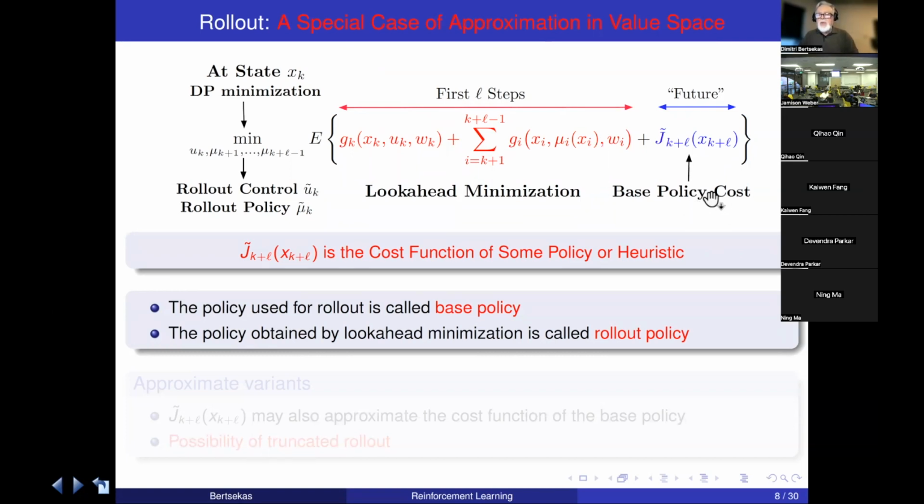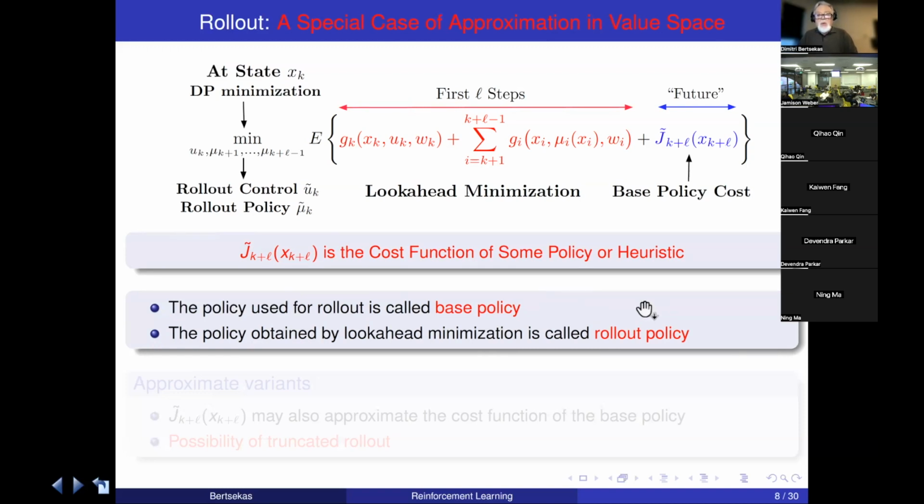Okay, so that's distinctive about rollout. J tilde is the cost function of some base policy or some heuristic. And I'm going to be using these terms throughout: base policy and the policy obtained by look-ahead minimization. In other words, when you minimize here, you obtain u_k plus a sequence of u's, and you apply the first u_k and then throw out the rest, and that defines the rollout control and the rollout policy. So this rollout policy is a finite horizon policy. We call it the rollout policy to distinguish it from the base policy.